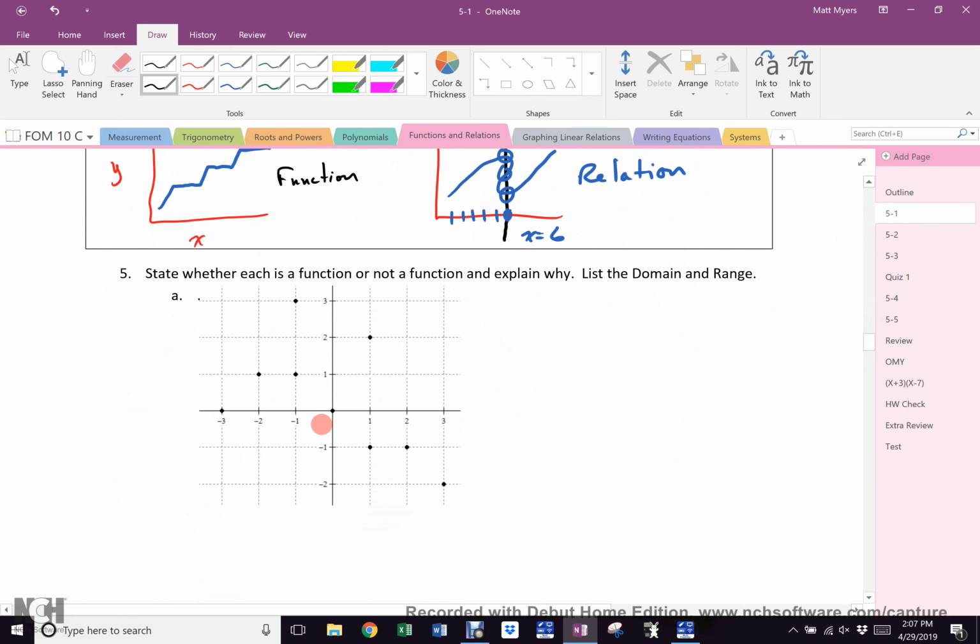Is this a graph? Sure it is. I got points on it, yes? So, is it a function? Well, as soon as it's on a graph, I can check with a vertical line, right? There's my vertical line. I'm just going to make these a little bigger because they're a little hard to see.